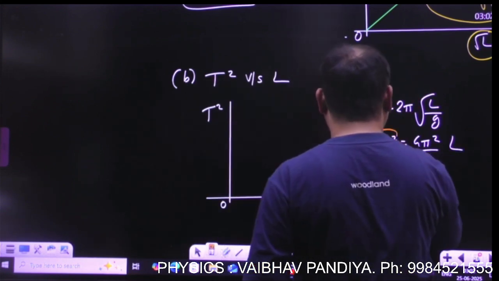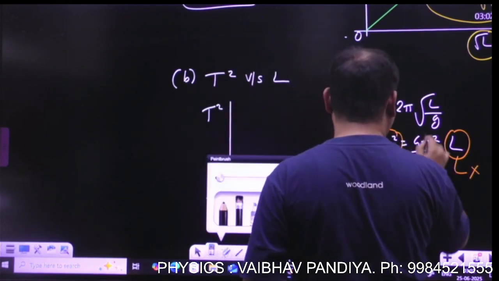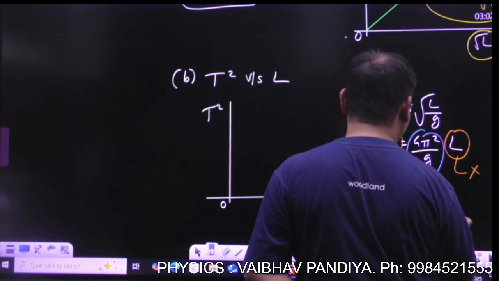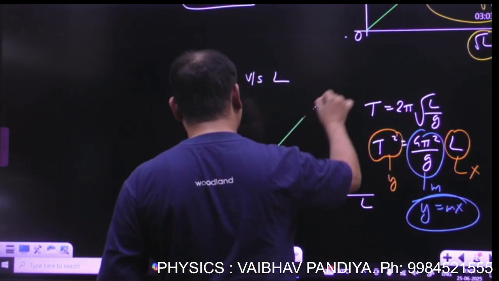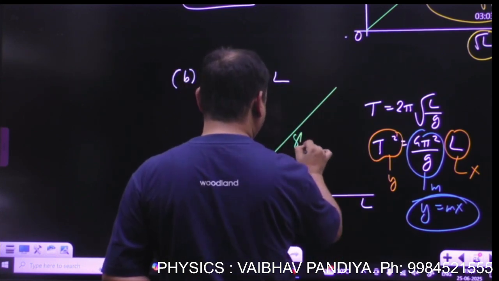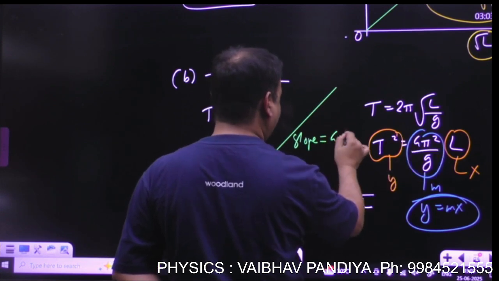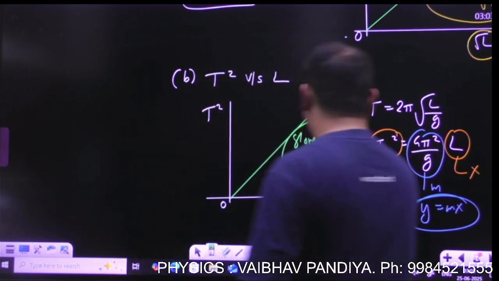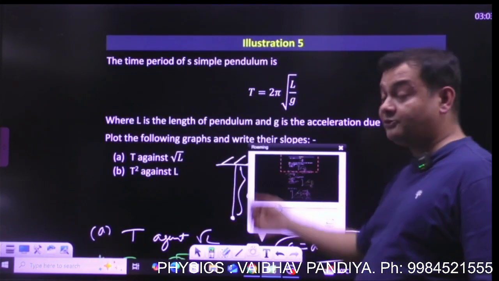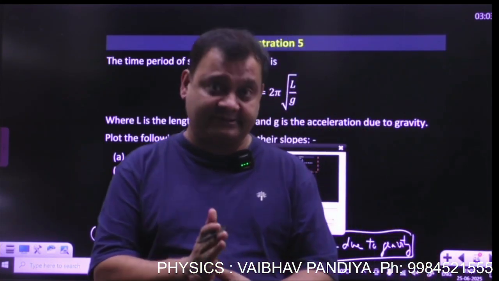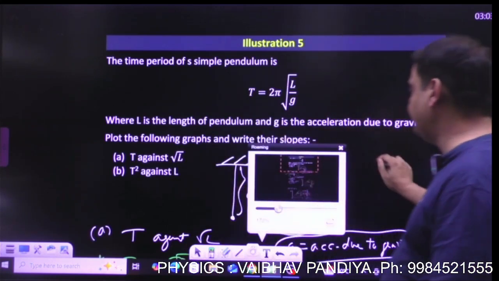Now T square is playing the role of Y, L is playing the role of X, and these are constants. So this is playing the role of M, so you're getting the form Y equals mx. So again your graph will pass through the origin, we will get a straight line graph. And what will be the slope of the graph? The slope will be the coefficient of L, that is 4 pi square by G. This will be the slope. Okay, so these are some of the illustrations of how we plot: first of all identify that the graph will be a straight line when there is a linear relation between the two variables to be plotted, and then you can plot the graph and determine the slope.